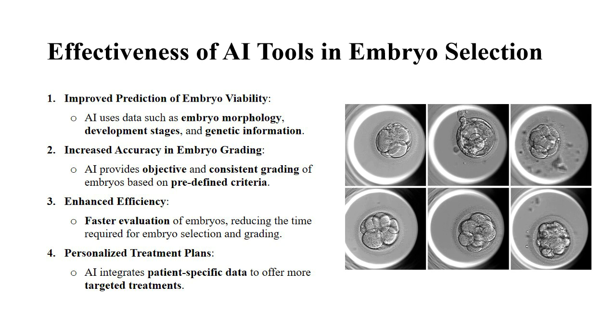AI can integrate patient-specific data such as age, hormonal levels, and reproductive history to create personalized embryo selection plans that enhance IVF success rates. This personalization helps ART clinicians make decisions that are best suited to the individual patient's needs, leading to more targeted and effective treatments.